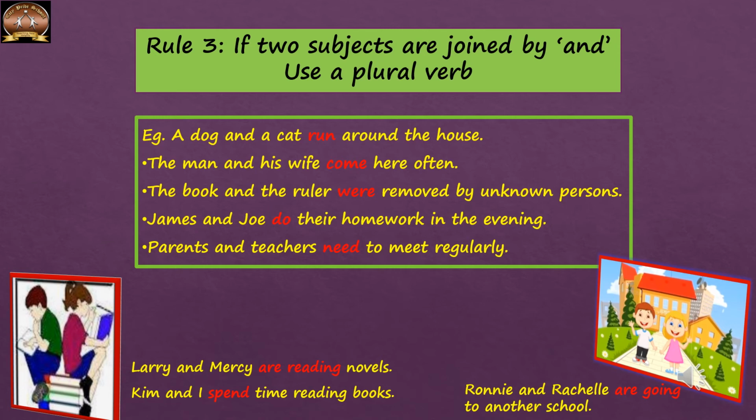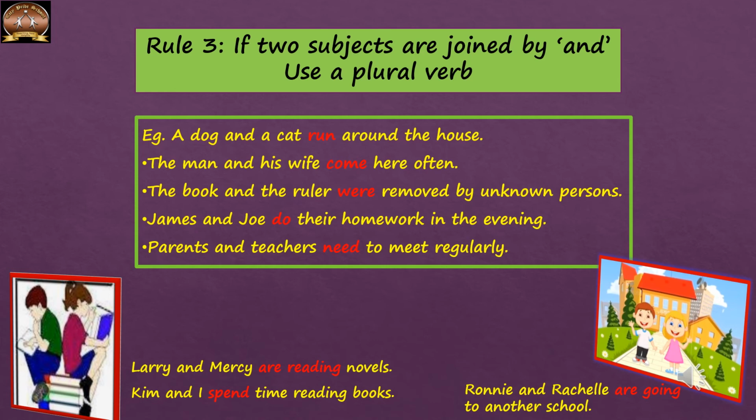The man and his wife come here often. Yes, we are not talking about the tenses; tense we can change. The book and the ruler were removed by unknown persons. James and Joe do the homework. Why? Because the verb is plural, do. We cannot use it as does.